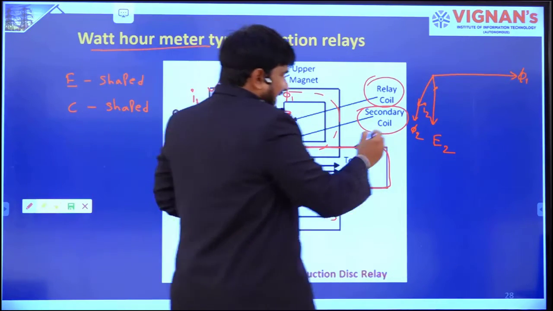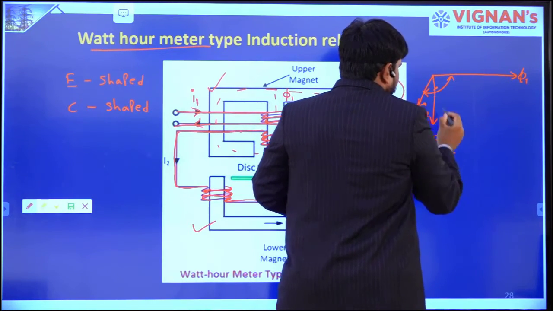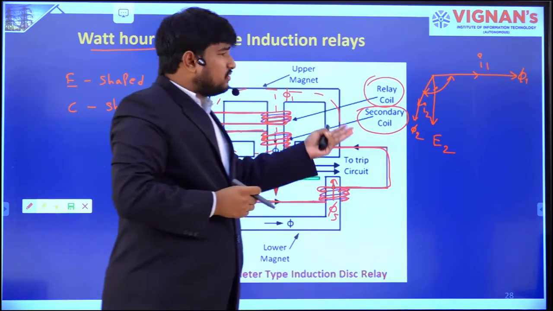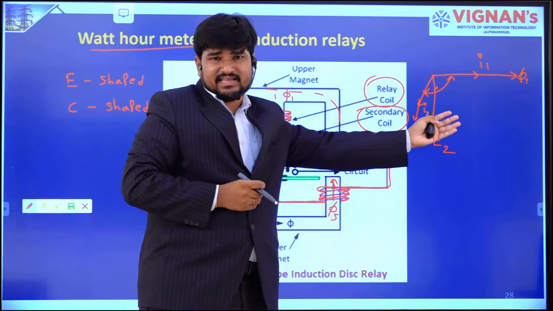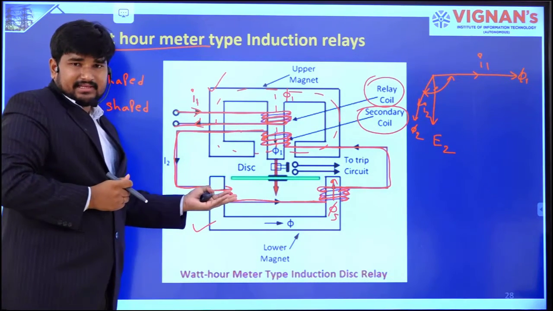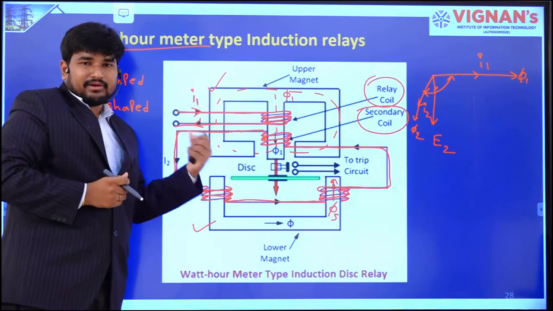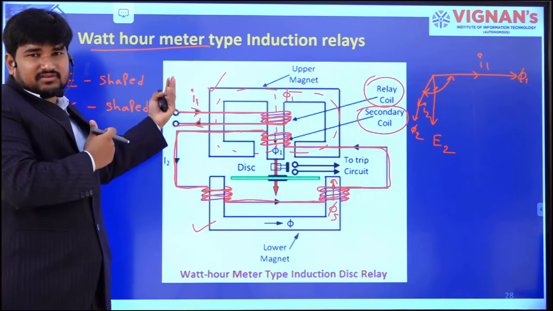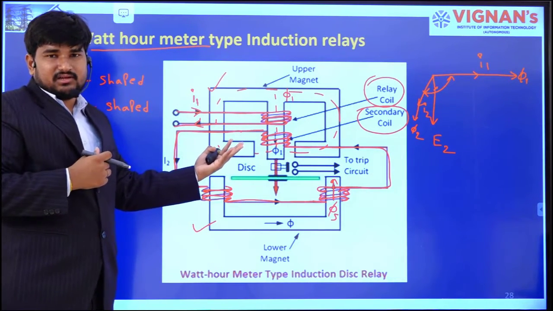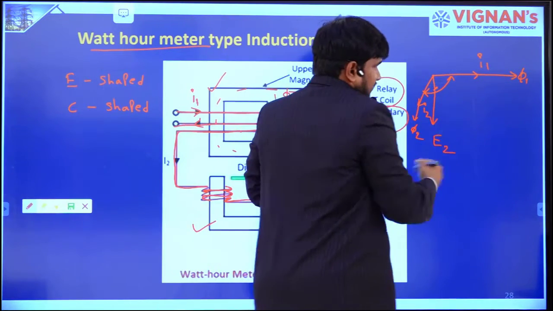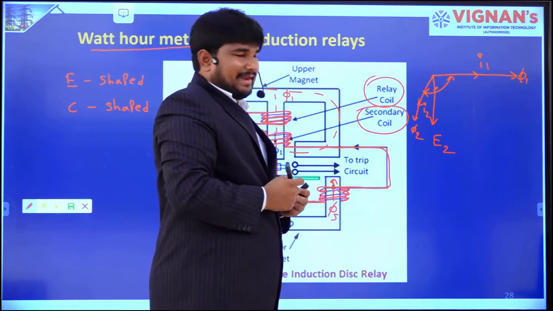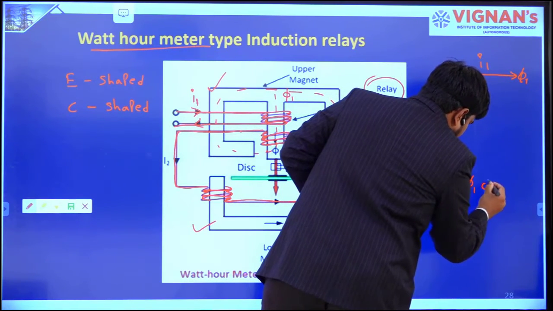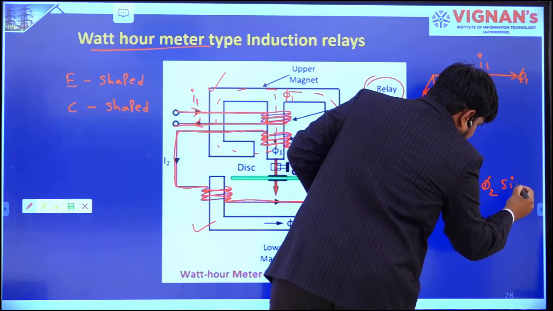So with the interaction of these two fluxes, phi 1 created by I1 and phi 2, there will be a creation of force inside the disc, based on the principle of electromagnetic induction which we have seen previously. Because of the interaction of these two fluxes, a force F will be created, directly proportional to phi 1 and phi 2 times sin theta.